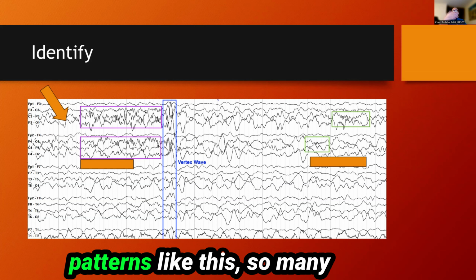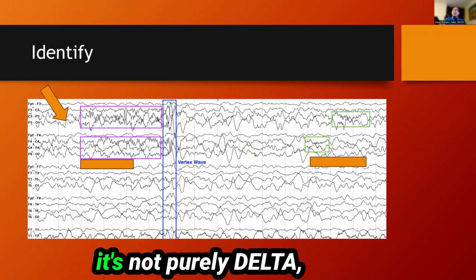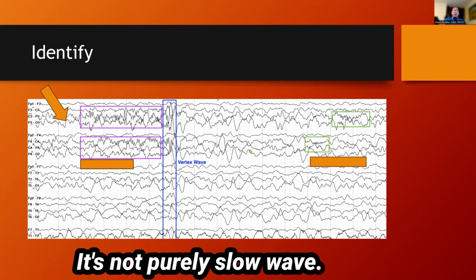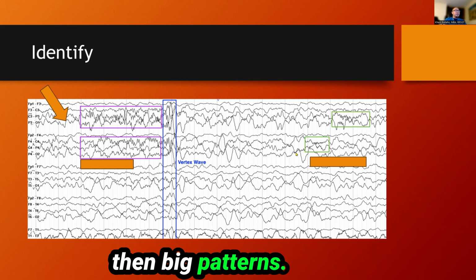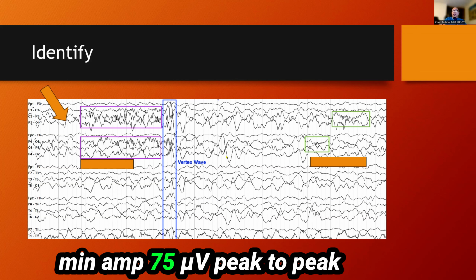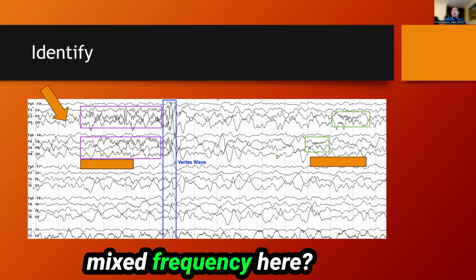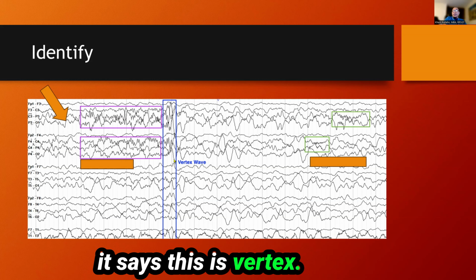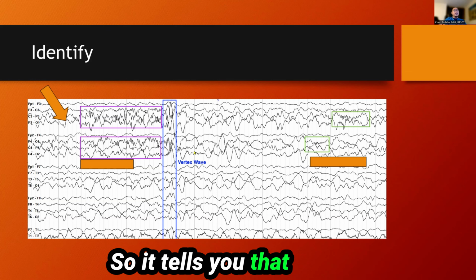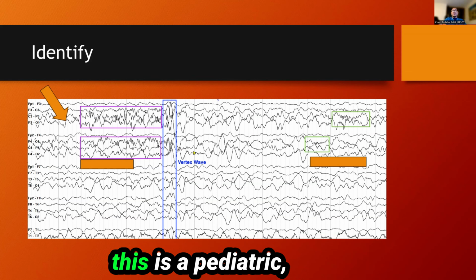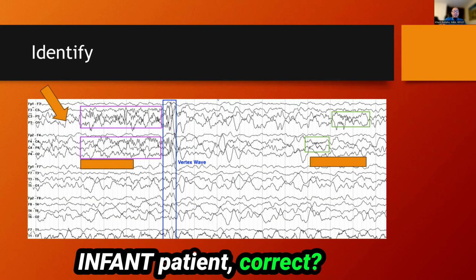When you see patterns like this, so many delta activities, but yet it's not purely delta. It's not purely slow wave. You see some smaller patterns and then big patterns. So this is a slow wave. This is delta activity. But how come you have some slow, low amplitude mixed frequency here? And then the clue here, it says this is vertex. This vertex is ginormous. So it tells you that this can't be an adult. This is a pediatric. In fact, this is possibly an infant patient, correct?